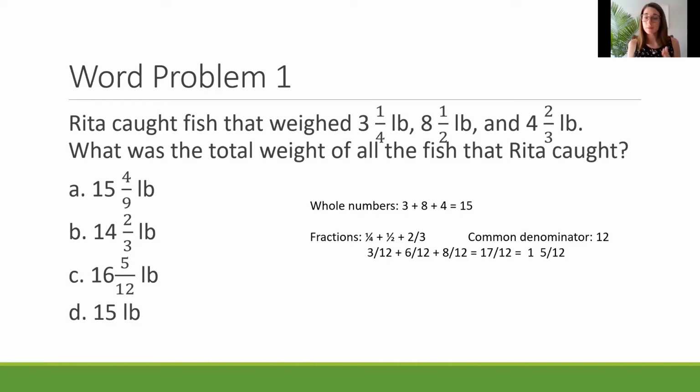So we're going to do the same thing with the 1/2 and the 2/3. The 1/2 would become 6/12 because we're multiplying that 2 by 6 and that 1 by 6.